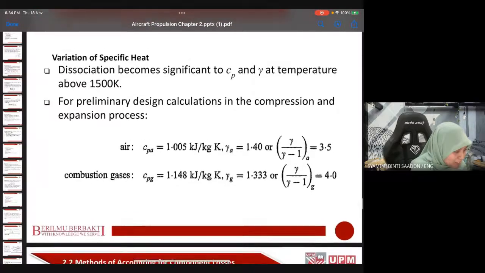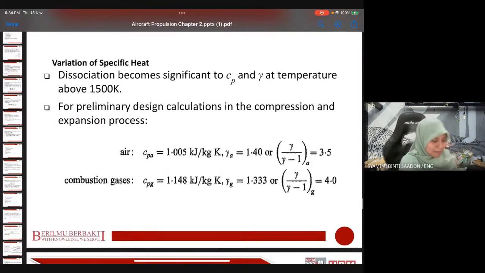Okay, so this is an example for air and for the gas, the fluid after the combustion, after mixing the fuel with the air, the working fluid. We have Cp of air of 1.005 kilojoule per kilogram Kelvin, or 1005 in joule, and gamma for air is 1.4. For the combustion gas, the mixed gas after combustion, Cp is 1.148 or about 1.15, and gamma becomes 1.33.